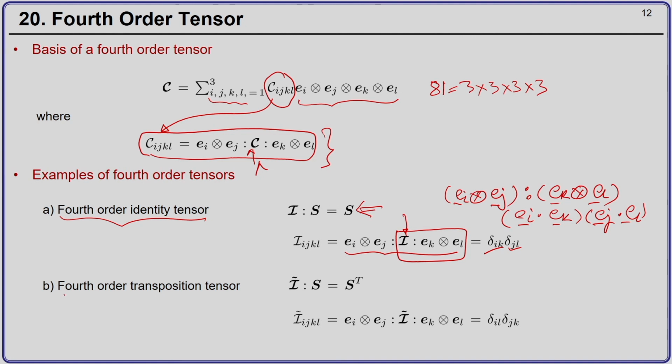Similarly, there is the fourth order transposition tensor, which is I tilde here, and when it double contracts with S, it gives you the transpose of the tensor. Okay. And the components of this transposition tensor, I tilde_ijkl, are nothing but delta_il delta_jk.